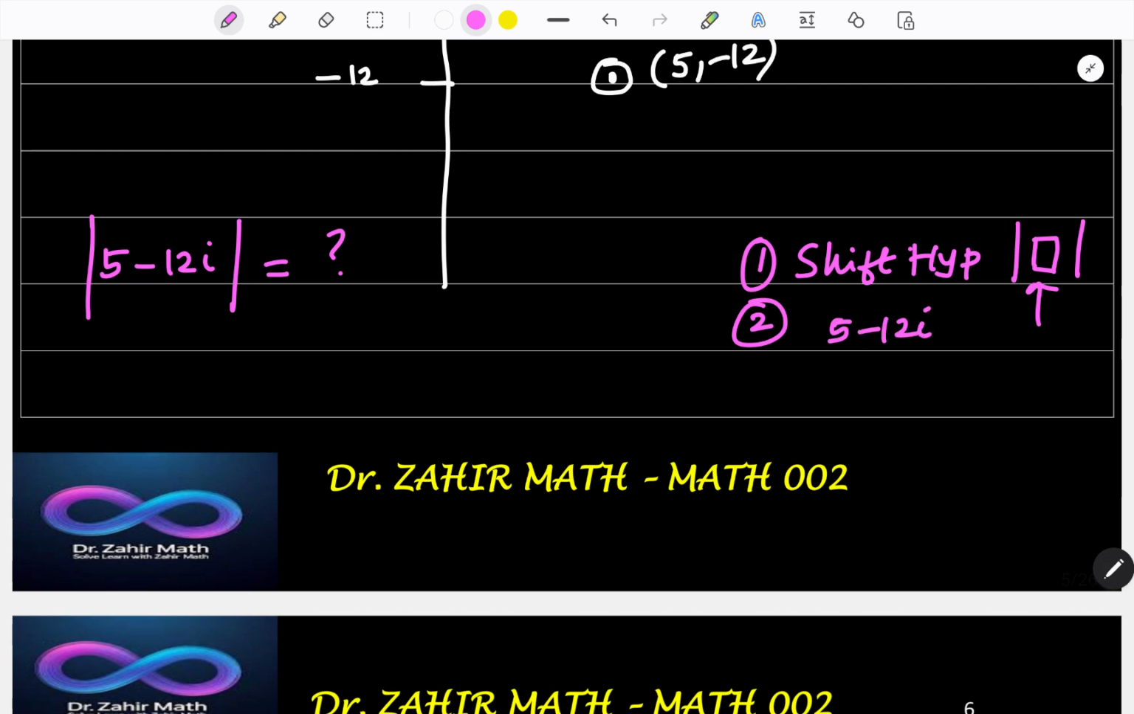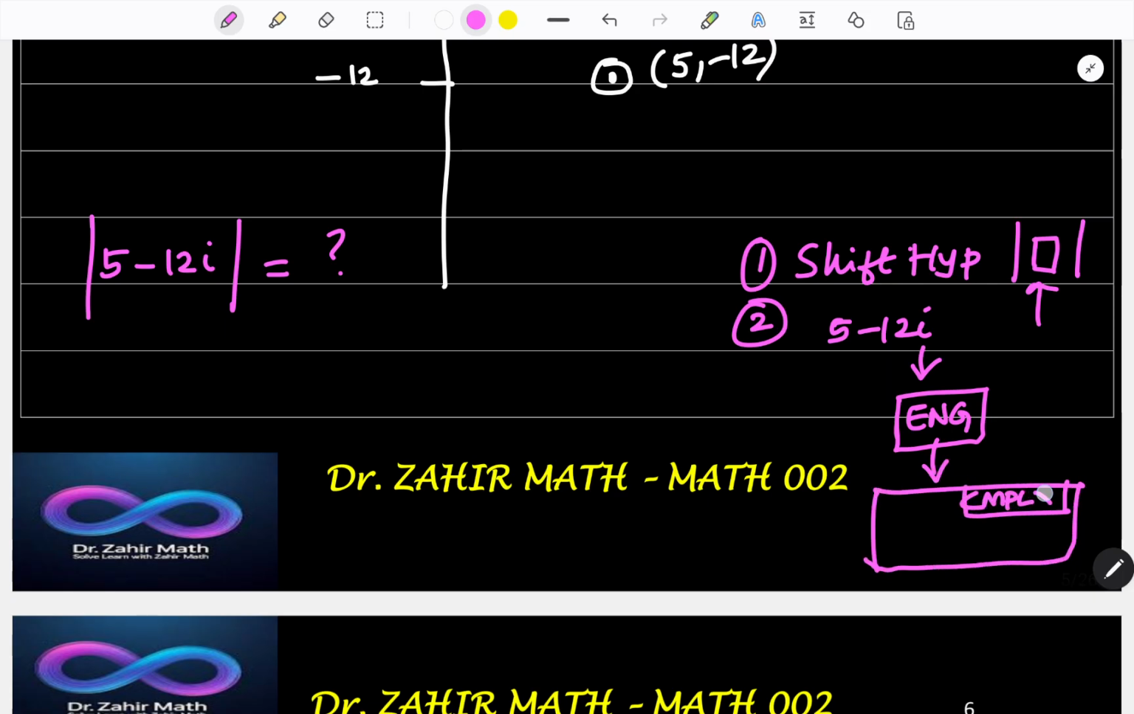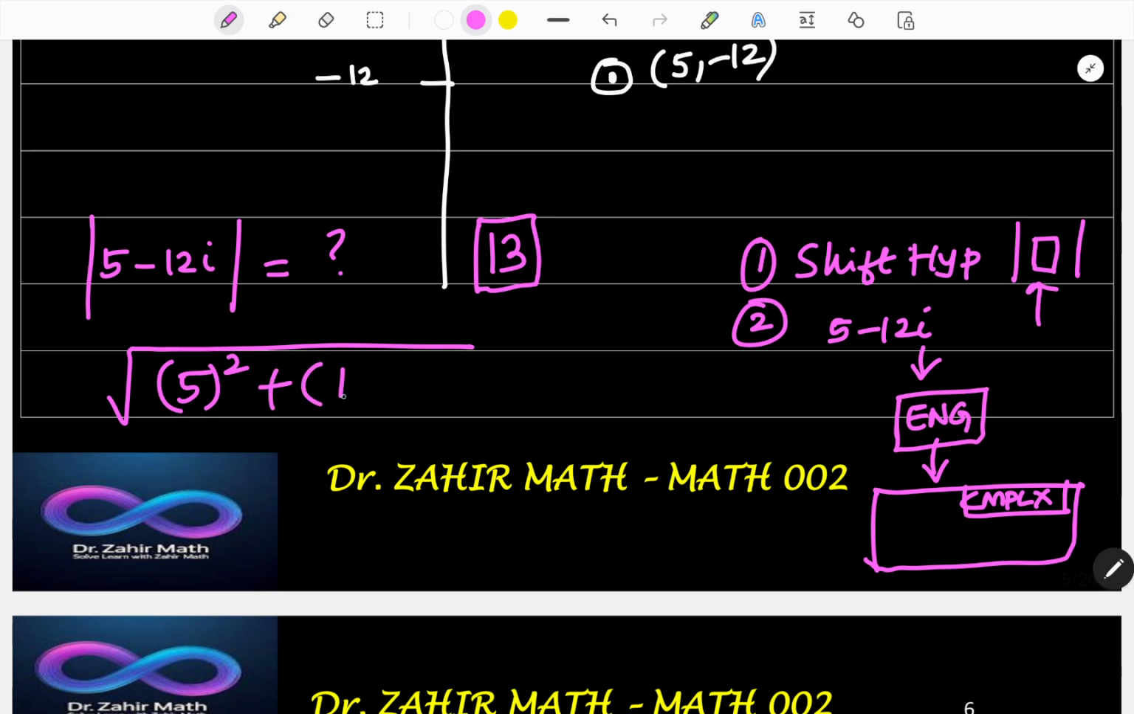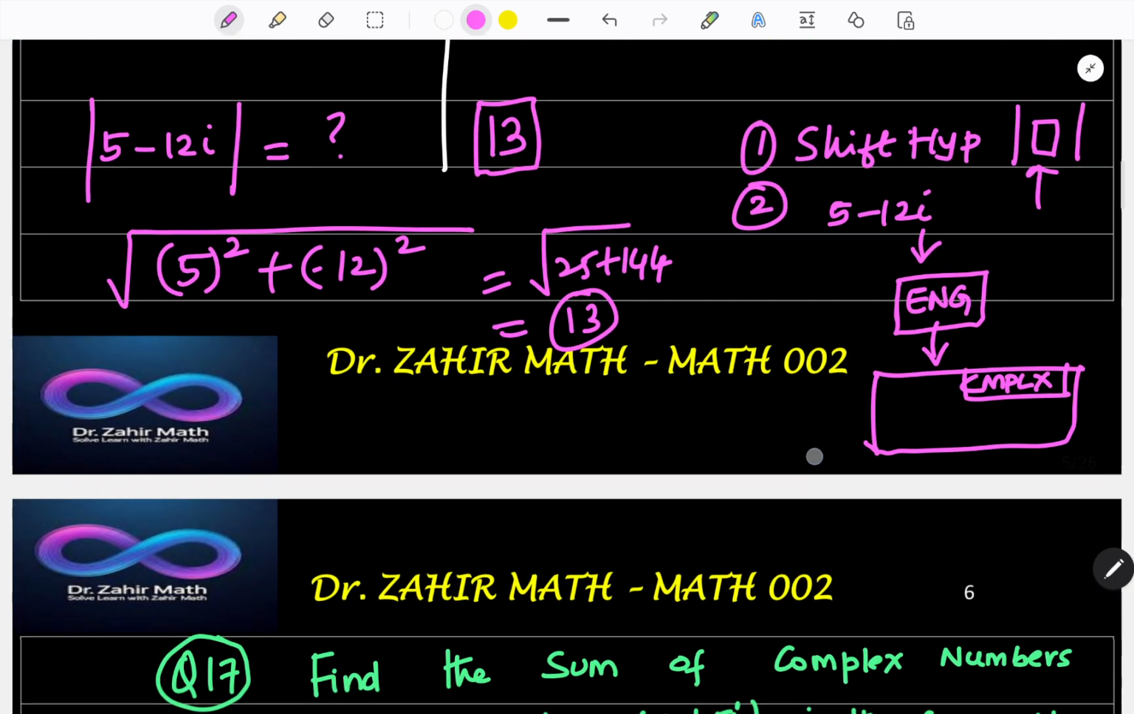Where is i? i is in the ENG mode. You can see ENG. If i should come, your screen must be in complex mode. Keep in your mind, without complex, this i will not come. If you touch ENG, nothing will come. So 5 minus 12i, just press the equal sign. You are going to get 13. Teacher, I don't want to use calculator, I want method. It's okay, no problem. Just put the square root, 5 square plus 12 square, with the minus inside. So 5 square is 25, plus 144, which is 169, which is going to become 13.